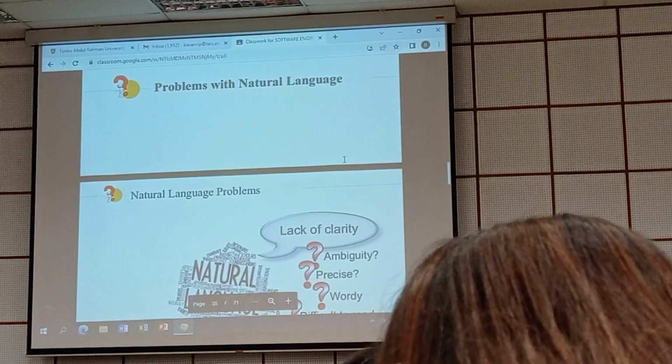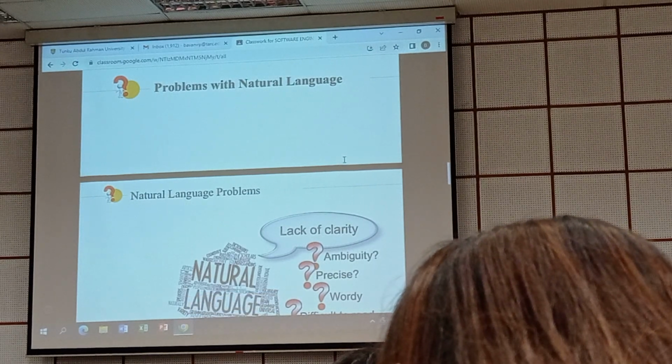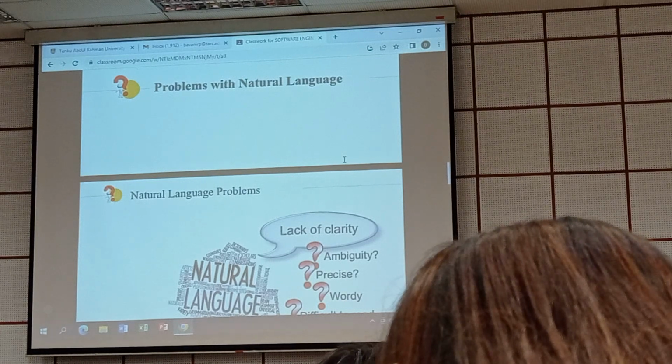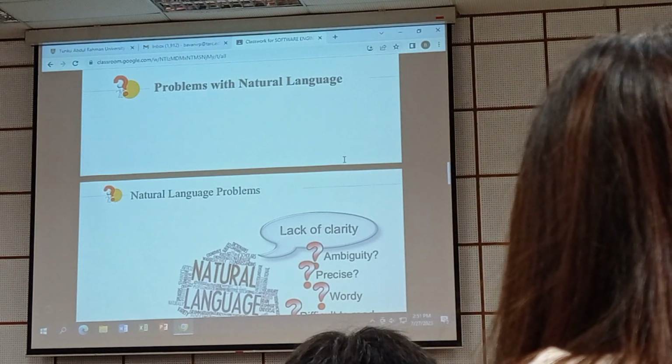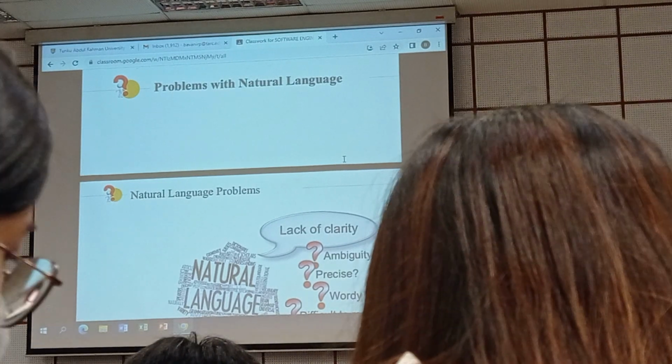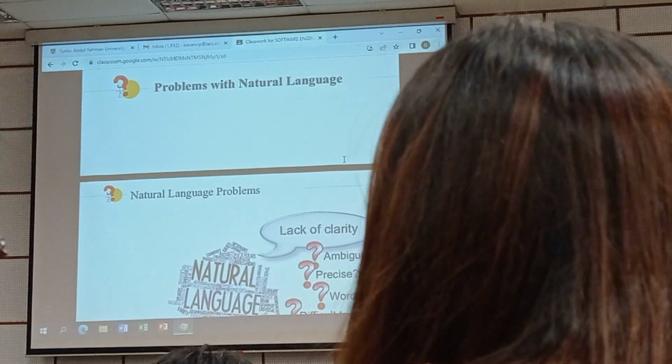Now the next one. Shall I move on? Any questions about the user requirement, system requirement, functional requirement, non-functional requirement? Any questions, class?